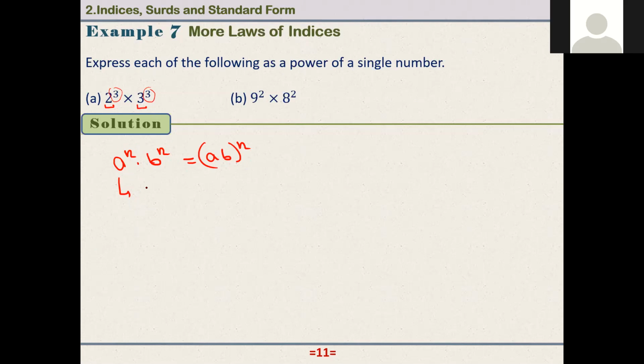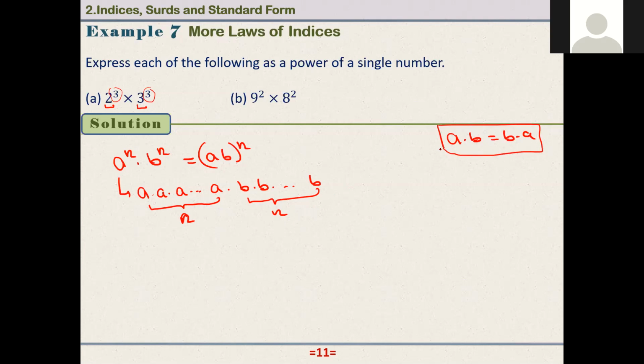So by definition, what is this? It means a times a times a dot dot dot a. How many a's? Here we have n a's. Times b to the power n, b times dot dot dot b. So how many b's do we have here? n. Now I'm going to use this property of algebra. We know that a times b equals b times a. We call this the commutative property, right? 3 times 2 equals 2 times 3. In general, a times b equals b times a. So I can just interchange these.